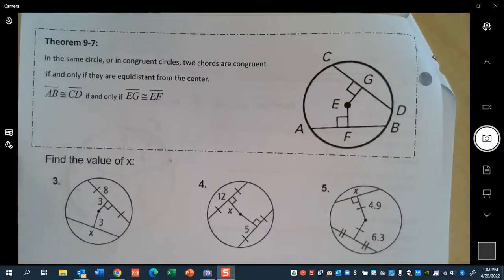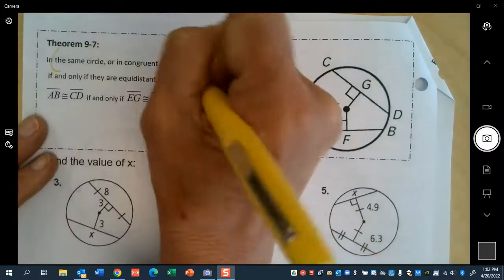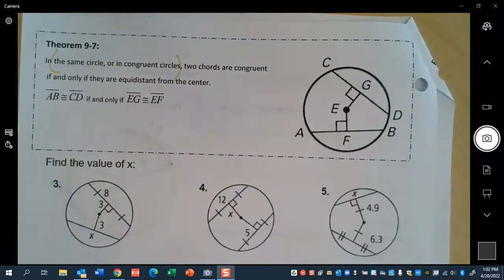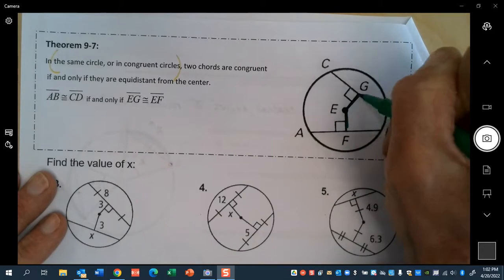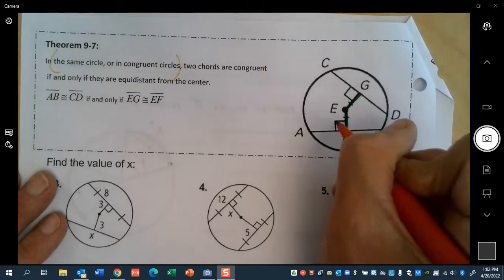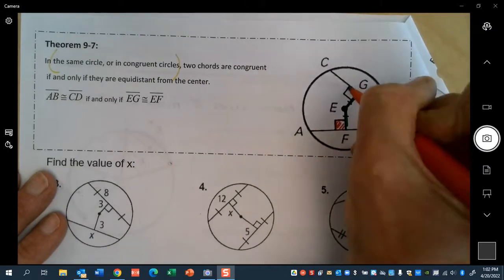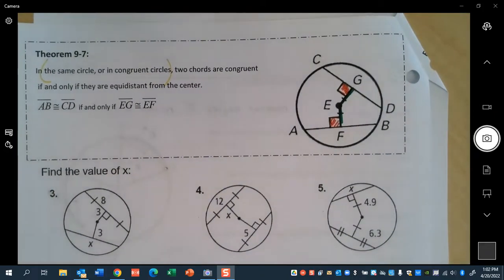And that is this. In the same circle or in congruent circles, there's that phraseology again: two chords are congruent if and only if they are equidistant from the center. So by equidistant, we're talking about this distance is the same. And remember, we measure distance with what kind of angle? Always a right angle.